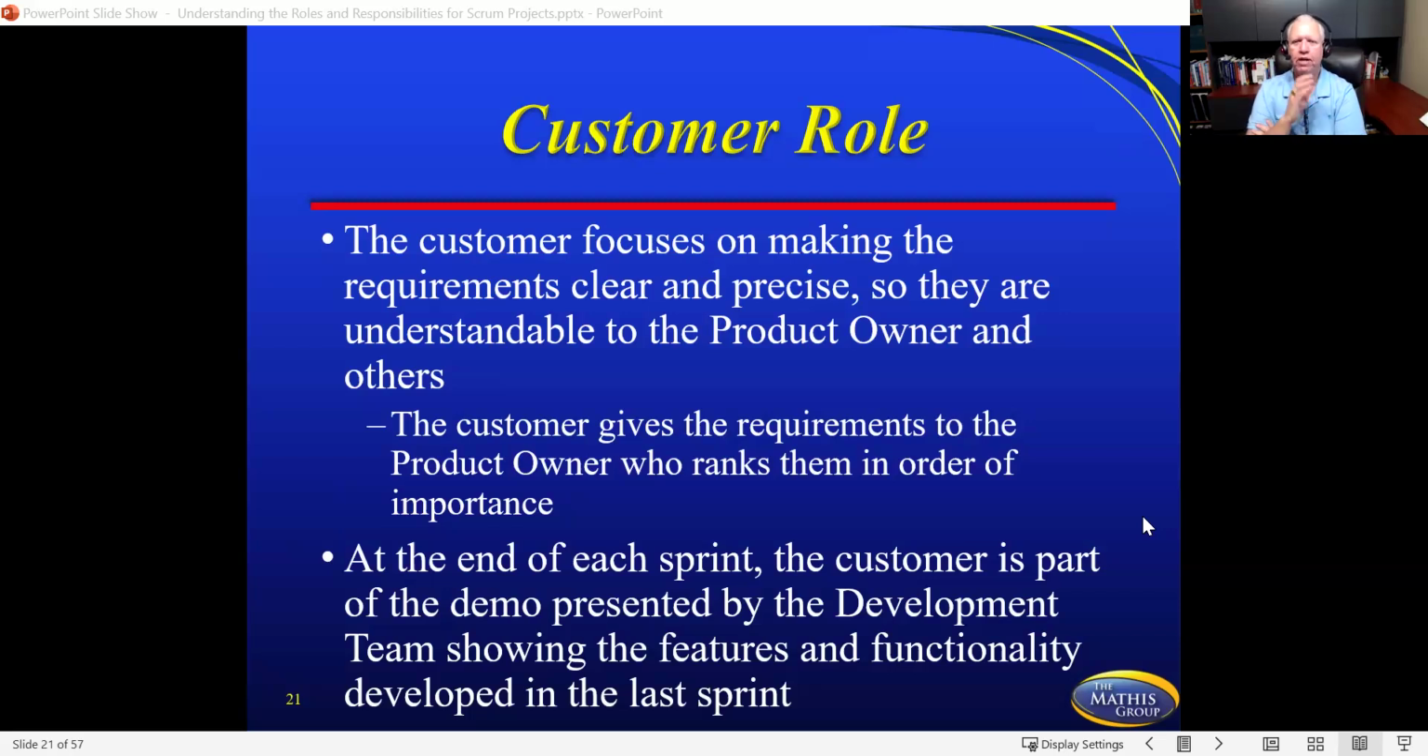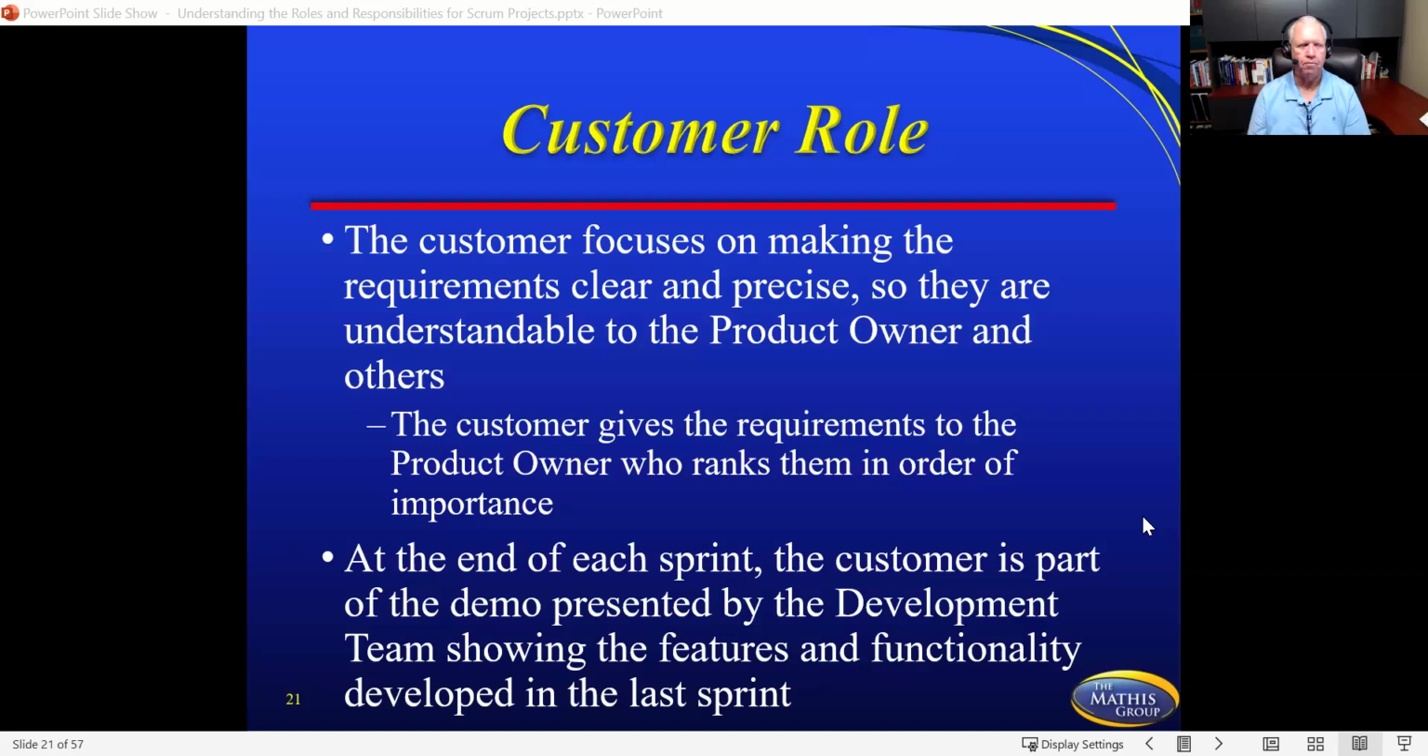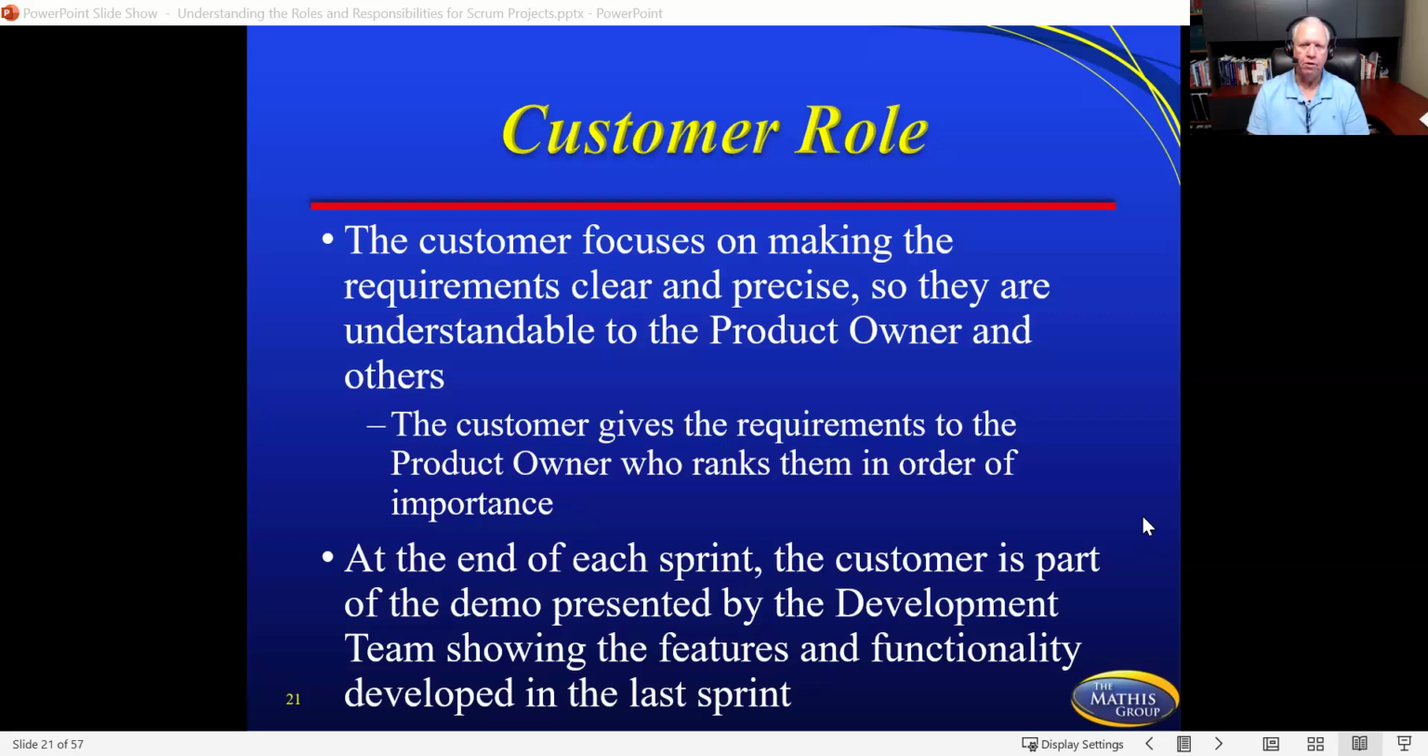Your customer is very active in Scrum and Agile. They've got a seat at the table, literally, because at every demo, you've got a customer representative who's looking at the technology or looking at the features that your team has produced in that last iteration. So the customer focuses on making the requirements clear, precise, and prioritized with the product owner. So the customer gives the requirements to the product owner, who actually ranks them so that everybody can see it, everybody on the team understands it.